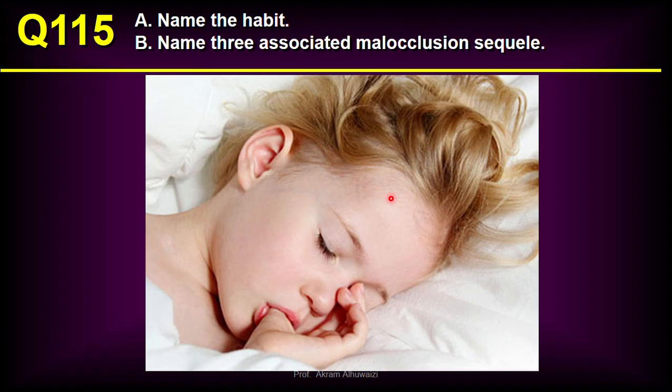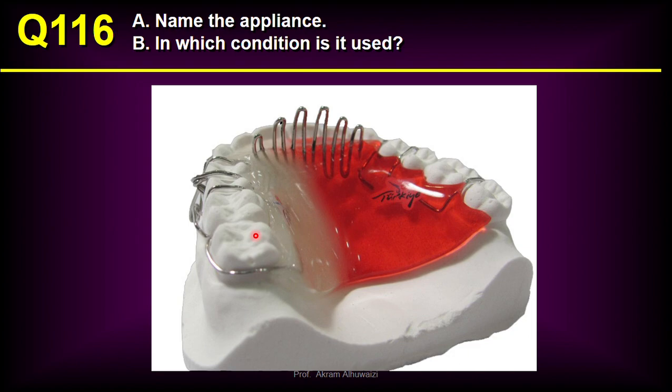Name the treatment procedure. That's interproximal stripping, and this is done in mild crowding cases. Name the habit. This is a digit sucking habit. Name 3 associated malocclusion sequelae: increased overjet, anterior open bite, and unilateral posterior crossbite. Name the appliance used. This is a habit breaker with a tongue crib, and the condition it's used for is to break digit sucking and tongue thrust.